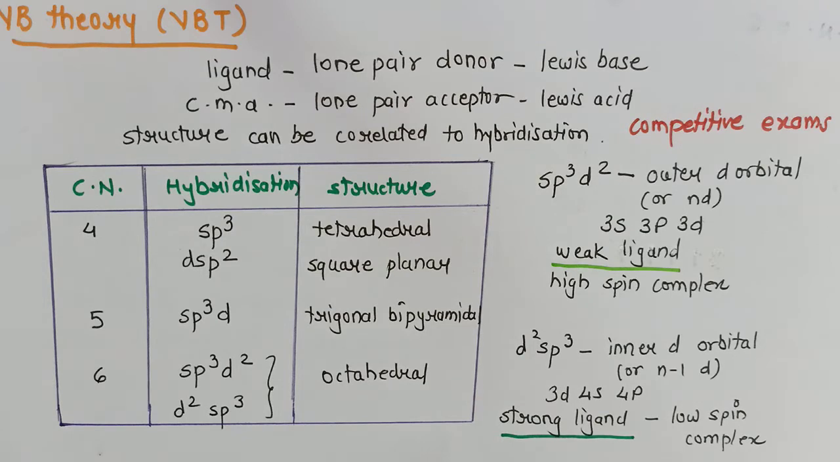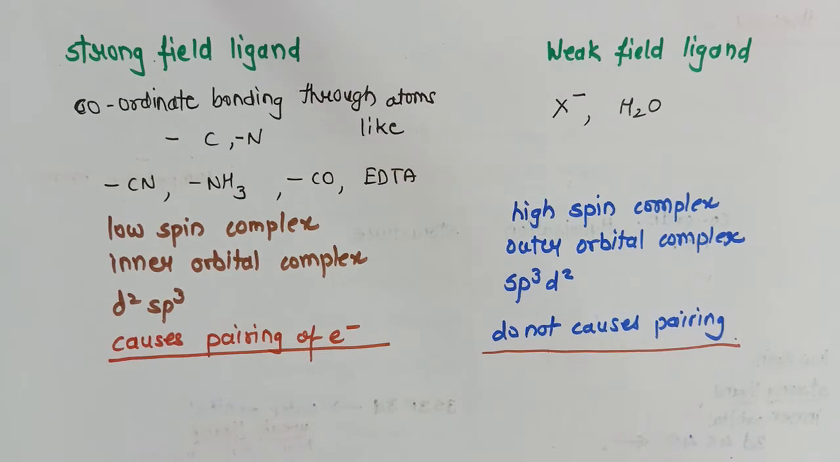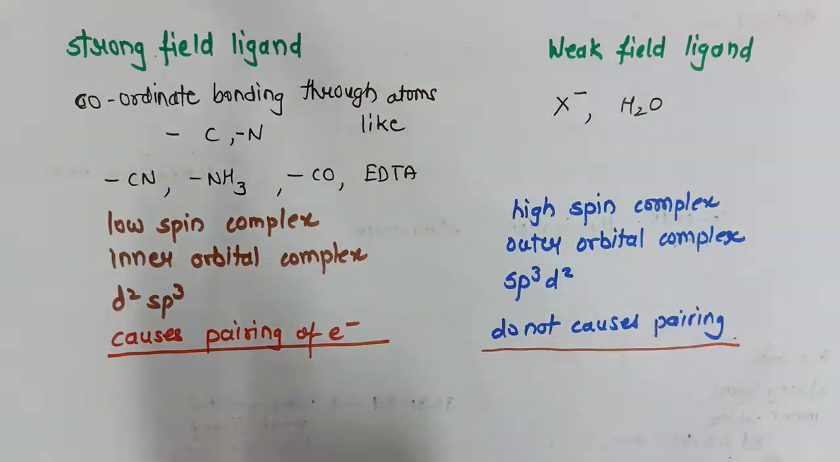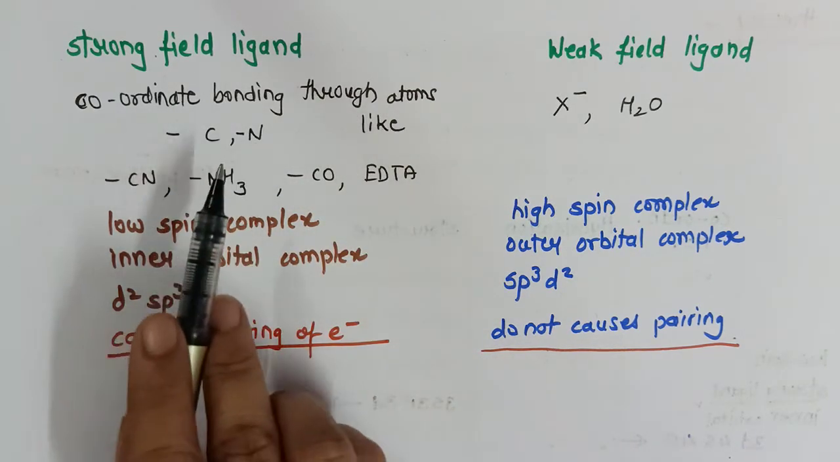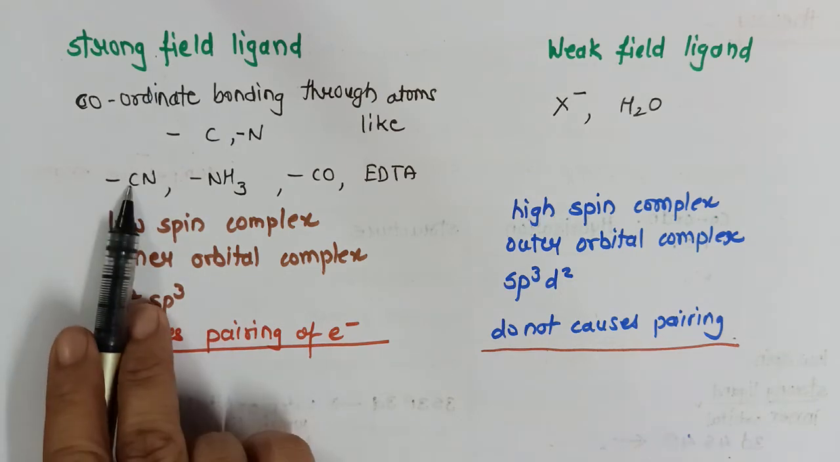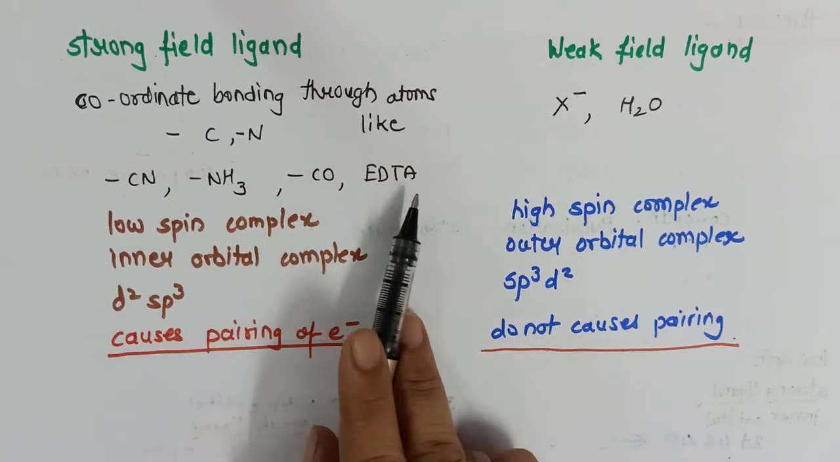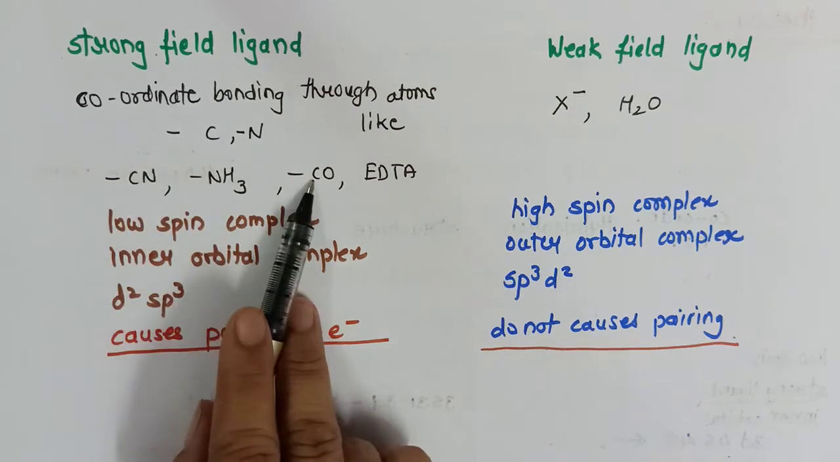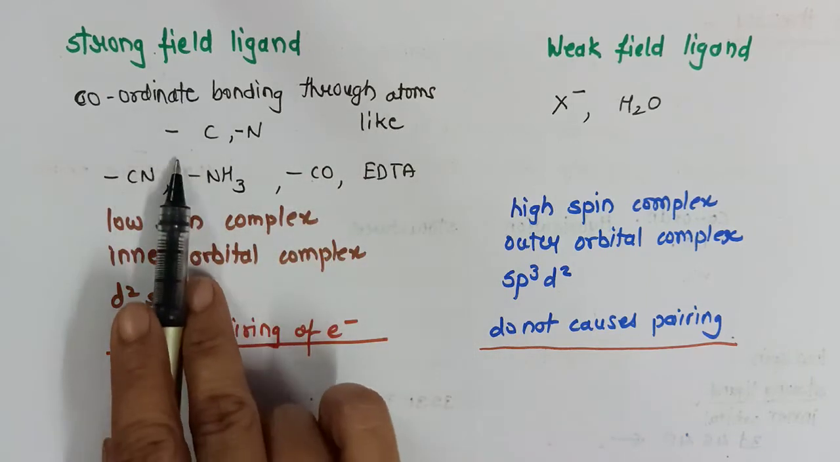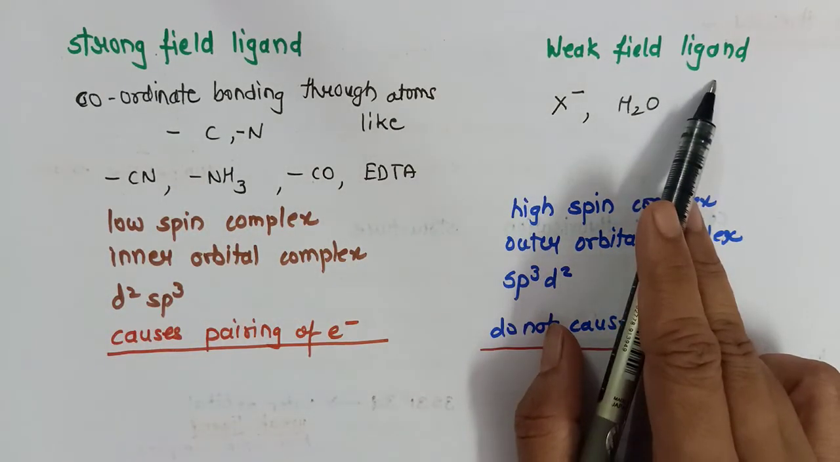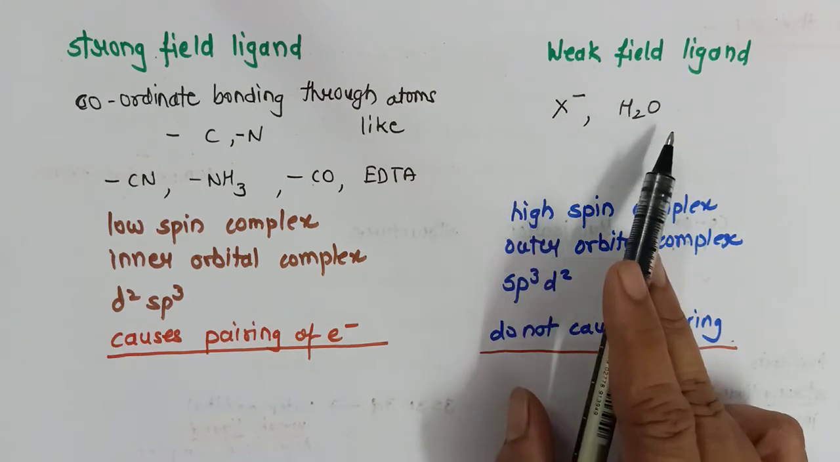Now we have come to know that there are two types of ligand, weak ligand and strong ligand. The question is how to identify strong ligand and weak ligand. Here is a trick. If the coordinate bonding occurs through an atom like carbon or nitrogen, then it will be a strong field ligand. For example, cyanide, amine, carbonyl, EDTA, etc. These three are the main ones. Whereas if the coordinate bonding does not occur through an atom like carbon and nitrogen, then it will be called a weak field ligand. For example, halogen, water, etc.